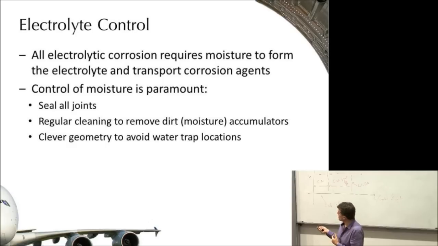So sealing joints, regular cleaning, picking your geometry carefully so that any moisture inside the aircraft doesn't get trapped in a place where it will lead to corrosion. It will run to a drain where you can get it out. So there's a lot of things you can do to control the moisture inside an airframe.